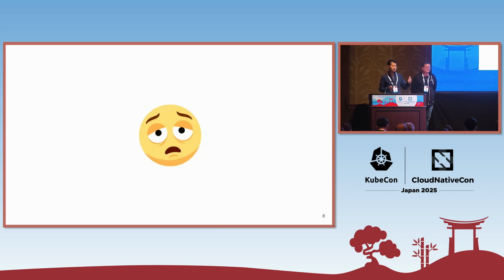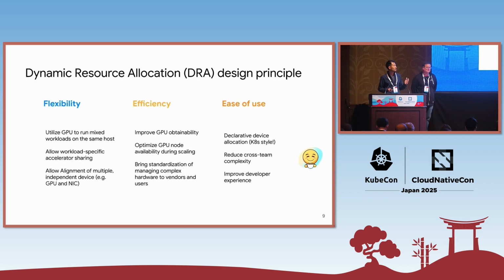And then with all the limited resources you have from the different GPU models and stack, we should find a way to improve the obtainability. And then we should really make the developer's life much easier. So that's how we start with the DRA, Dynamic Resource Allocation.